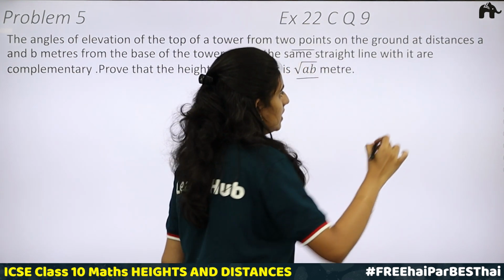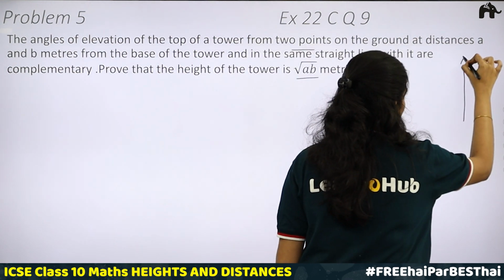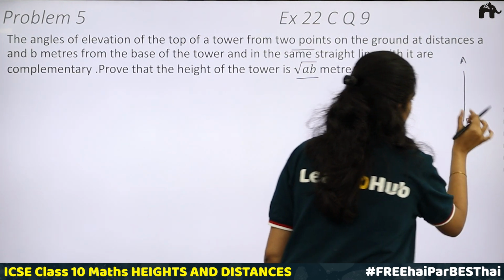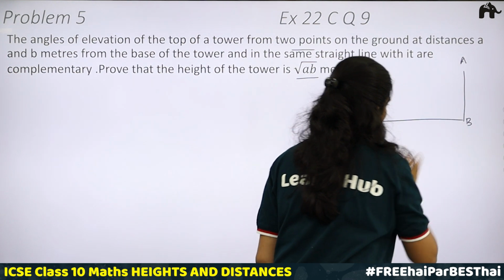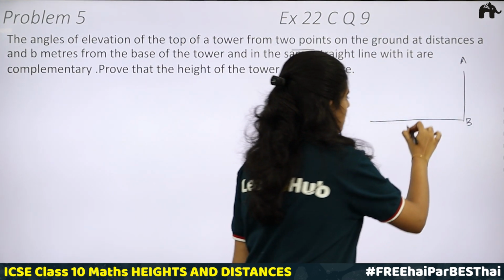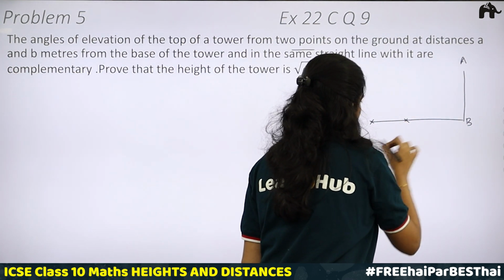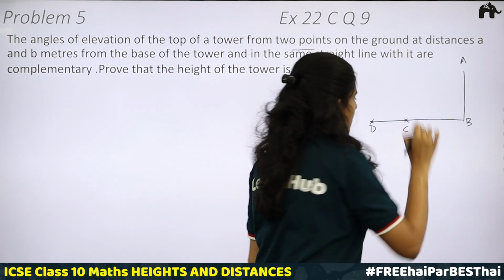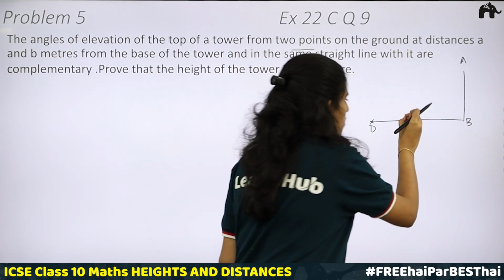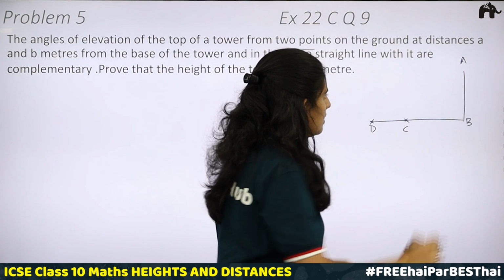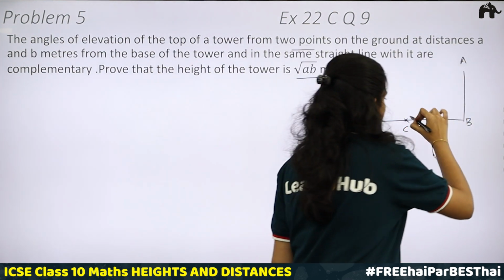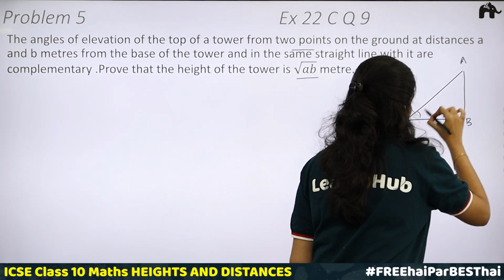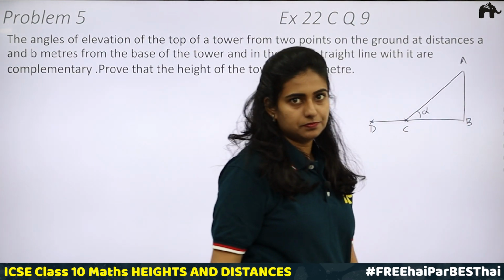Here we have a tower. Let us name it as AB. B is the base of the tower. This is the ground. From the ground, we take 2 points C and D. One boy is standing here. From here, when he looks to the top of the tower, there is an angle of elevation. We'll take this angle as alpha.